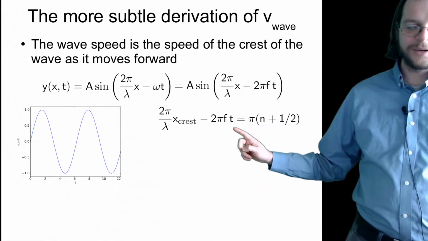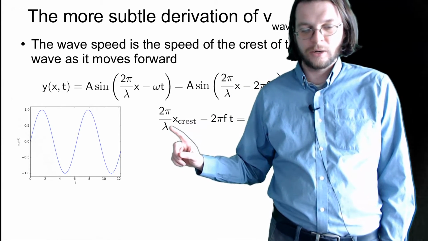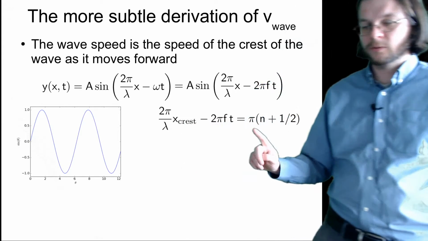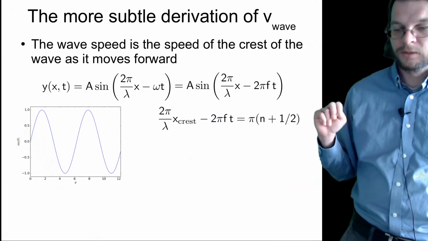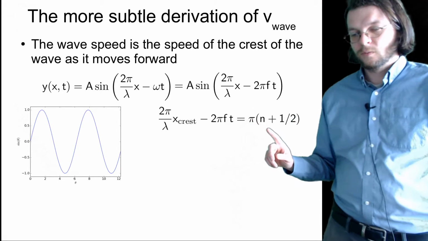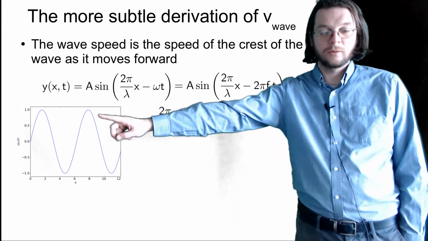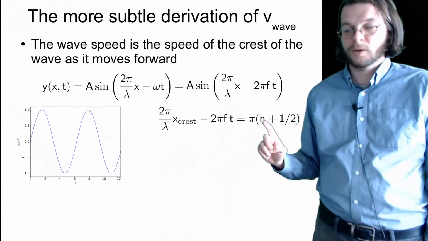And so here's the time. What we need to figure out is how quickly this crest moves forward. So we want to solve for this crest. Again, this is for n equals 0. I could do n equals 1. That would give us 1 plus a half is 3 halves, which takes us to this peak. We could do that one too if we wanted to, but let's just keep n equals 0.